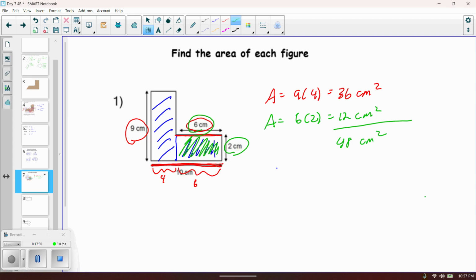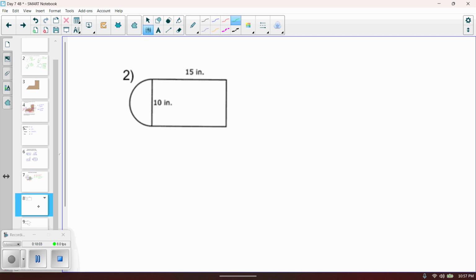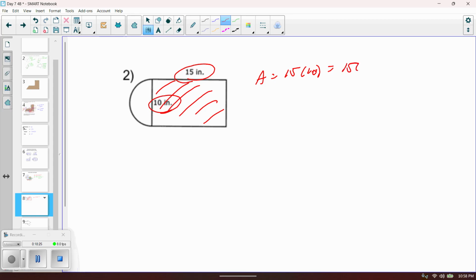Okay, and these are all called composites because we're going to break them up and then add the areas together. Okay, this one's nice. It kind of split it up for us already. So the easy part should be that rectangle right there. Base of 15, height of 10. So the area is going to be 15 times 10, which is going to be 150 inches squared.